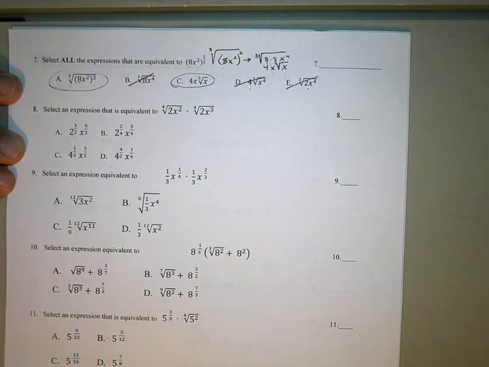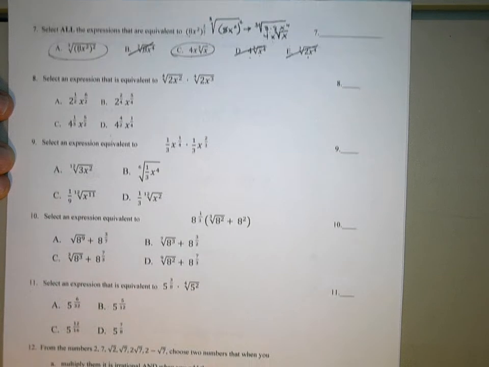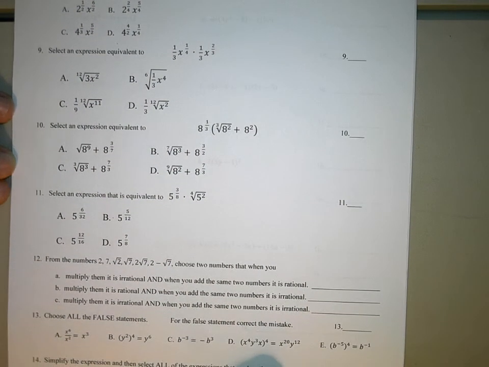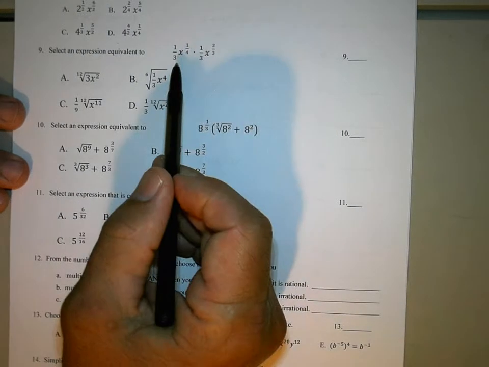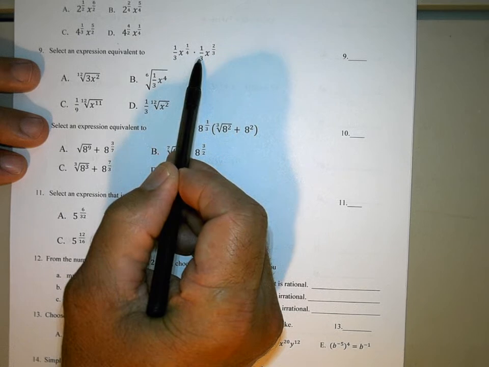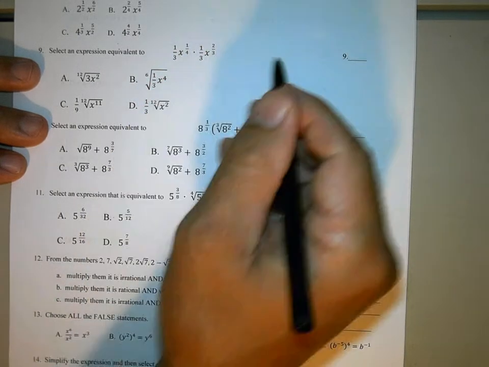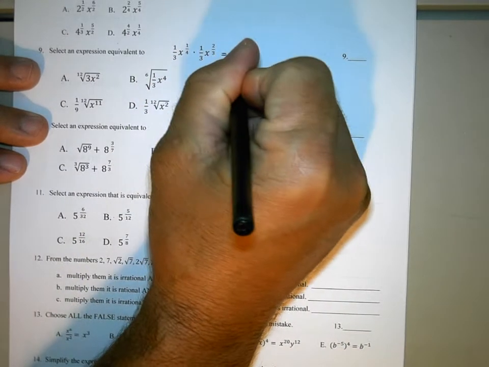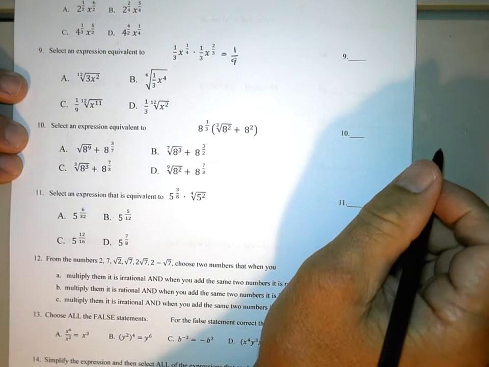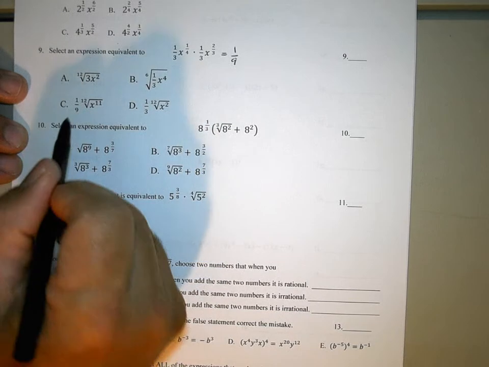So there you go. A and C are the solutions. All right. Let's move on to number 9. All right, let's select an expression equivalent to. All right, so we're multiplying. So 1/3 times 1/3 equals 1/9. Okay. All right, so it looks like we can just stop right there. We know it's C.